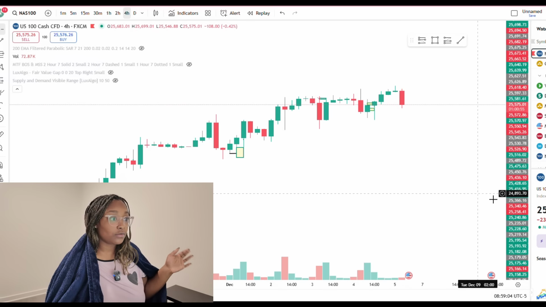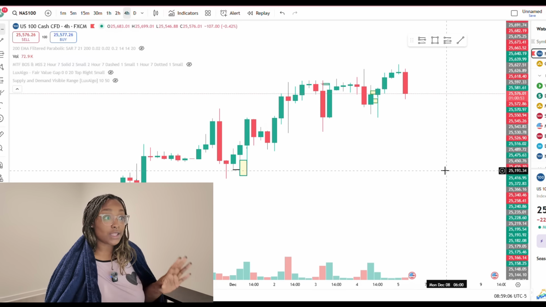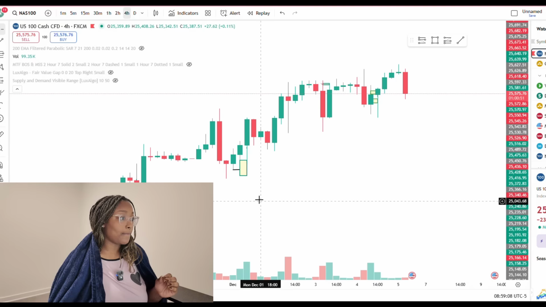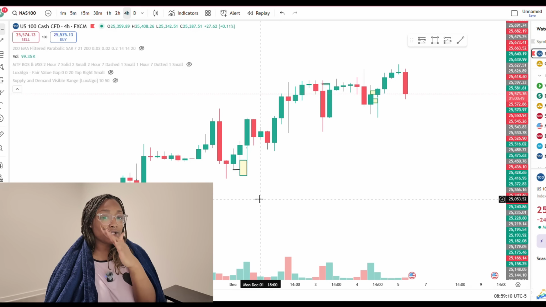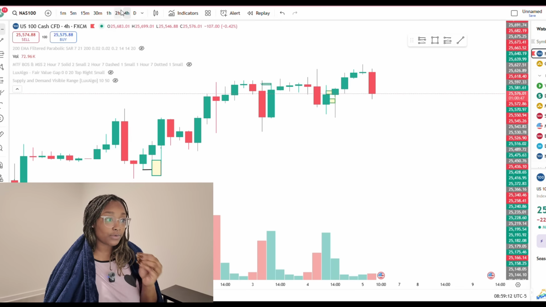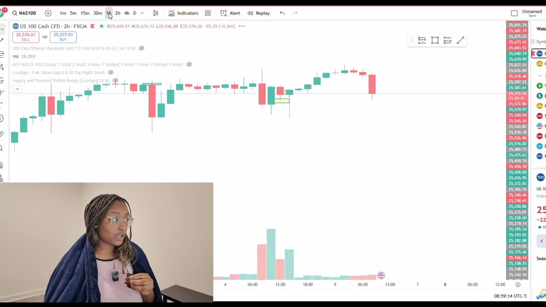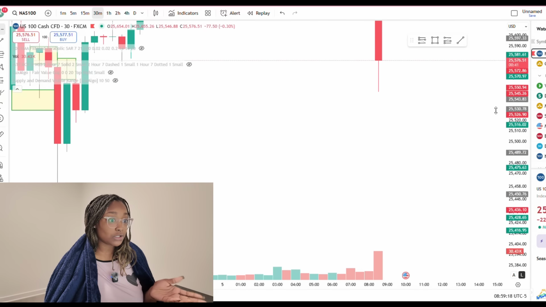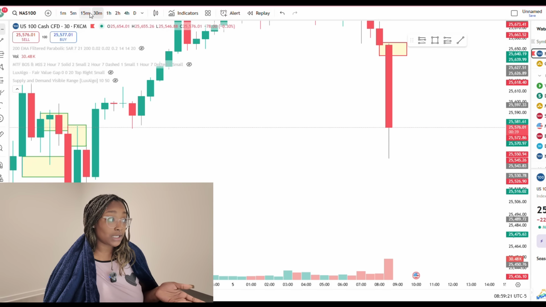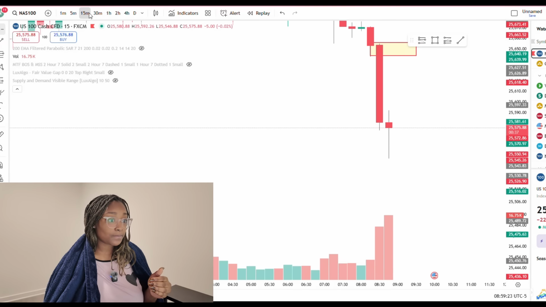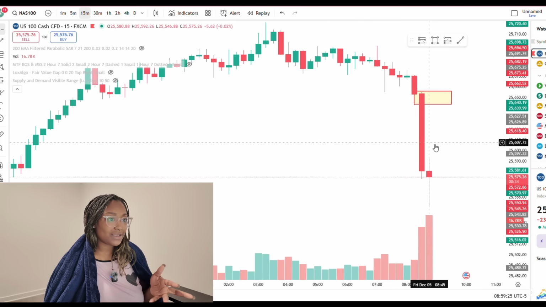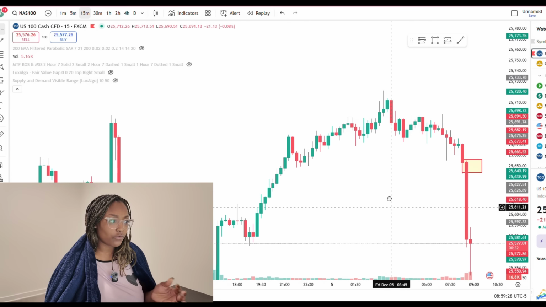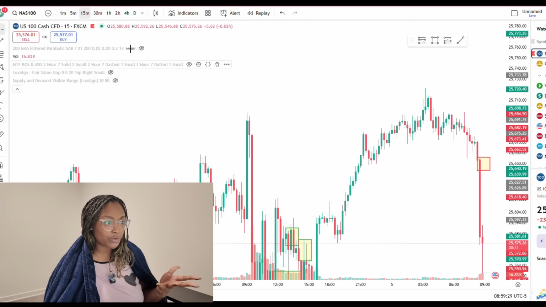So then I go down, 4 hour, red. Okay, that's a little bit more clear. But there is an uptrend going on overall, but our candle right now is red. Okay, 2 hour red, 1 hour, 30 minutes. We're red, so the overall trend is looking like bearish, but it's giving like a short-term bearish because the overall trend is going up.